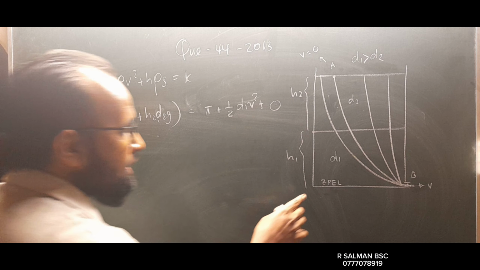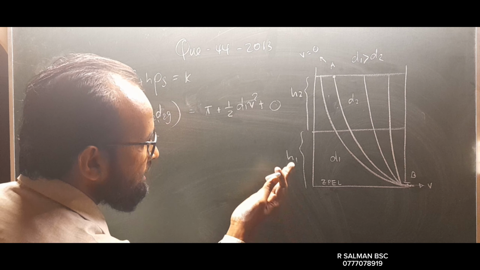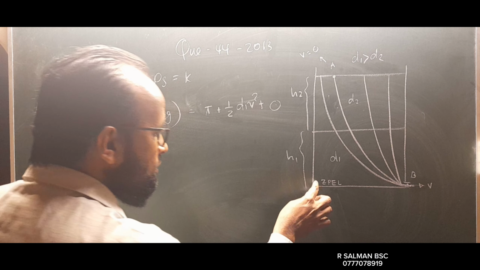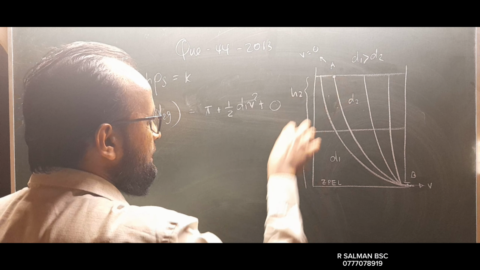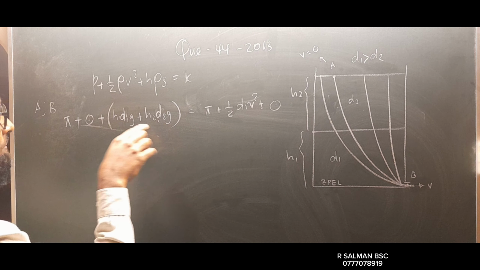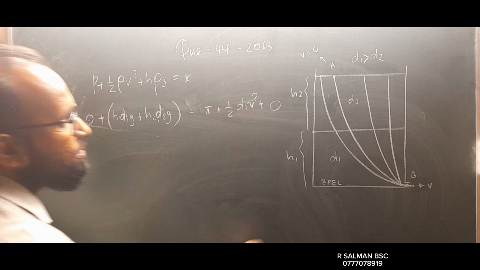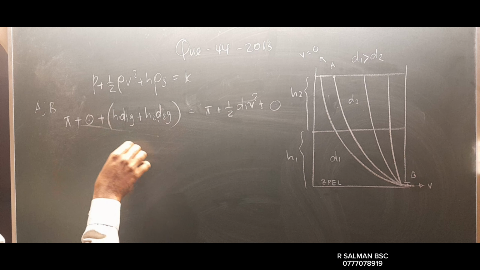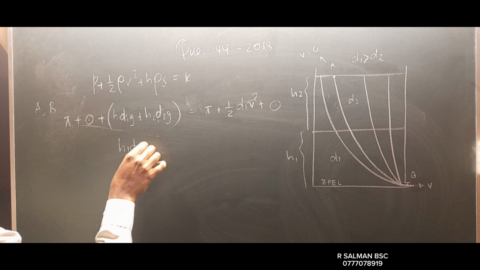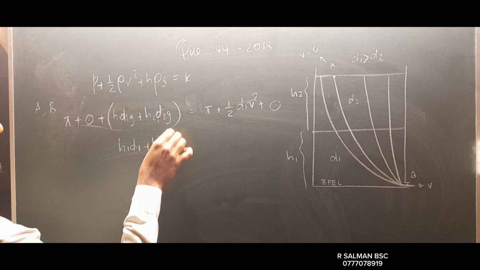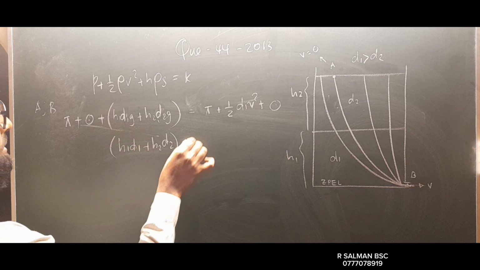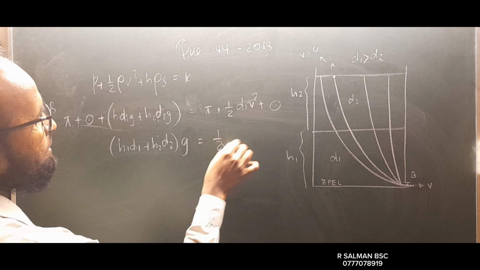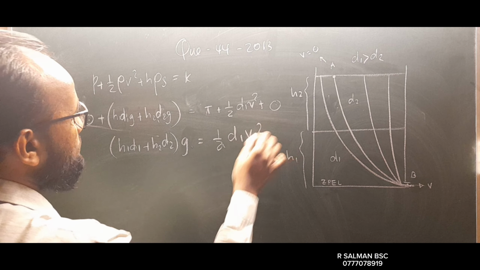You know why? h rho g is measured from the zero potential energy level. What is the height of B? It is zero. From the zero potential energy level, what is the height of A? h1 and h2, as I have mentioned here. So the h rho g part for B is 0. The atmospheric pressures cancel. So h1 d1 plus h2 d2, times g, equals half d1 v squared.